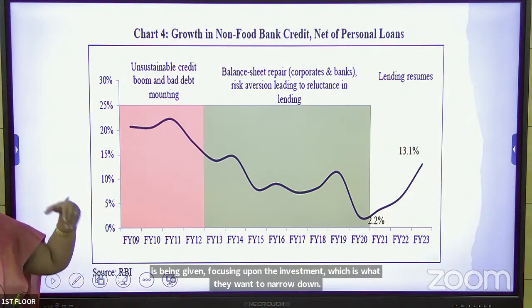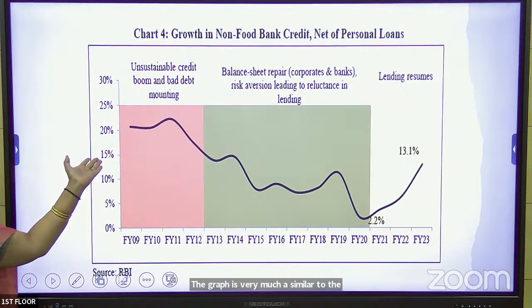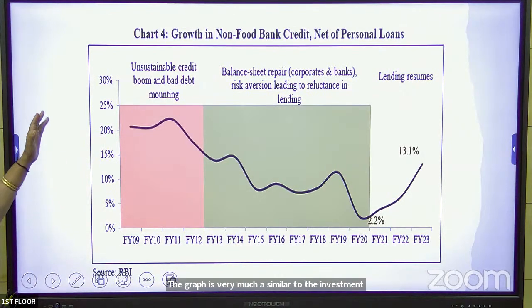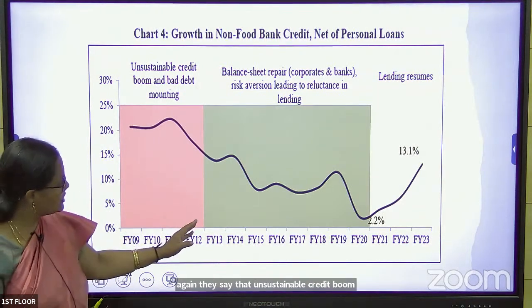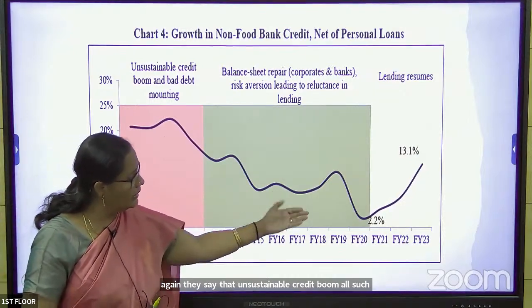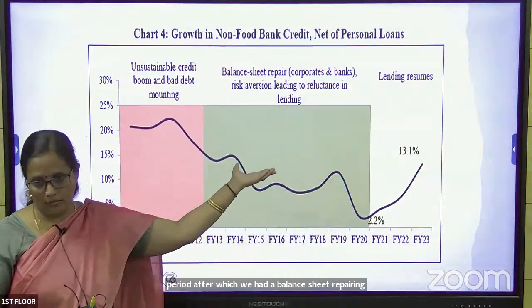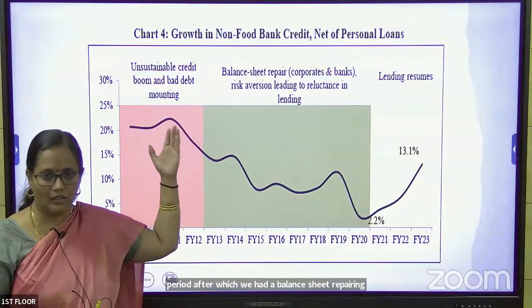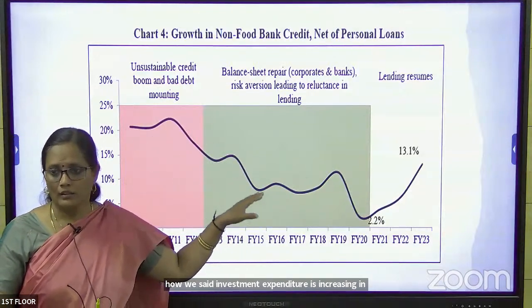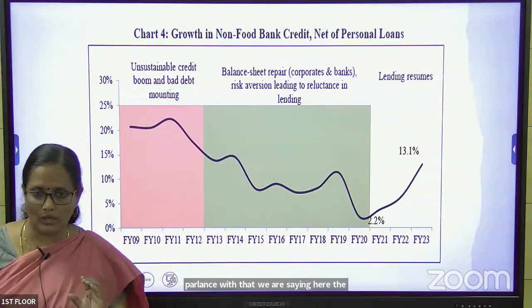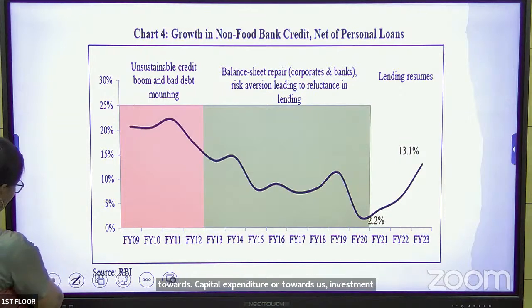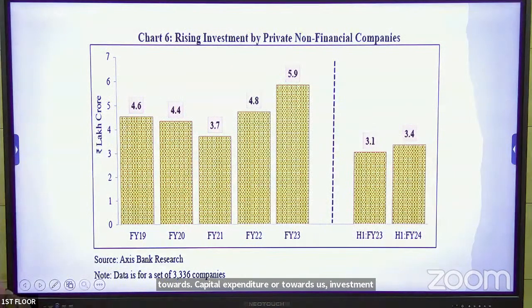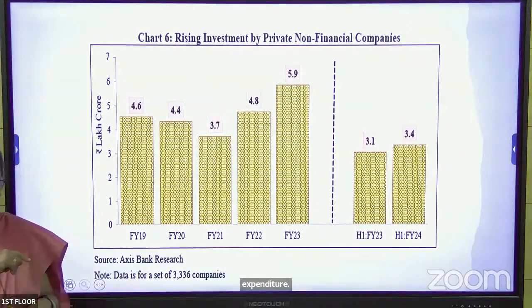The graph is very much similar to the investment expenditure graph we saw a slide before. So here again they say that unsustainable credit boom, all such period, after which we had a balance sheet repairing period, and now the lending is actually increasing. Like how we said investment expenditure is increasing, in parlance with that we are saying here the credit by the bank in a very precise way is increasing towards the capital expenditure or towards the investment expenditure. That is by the banks.